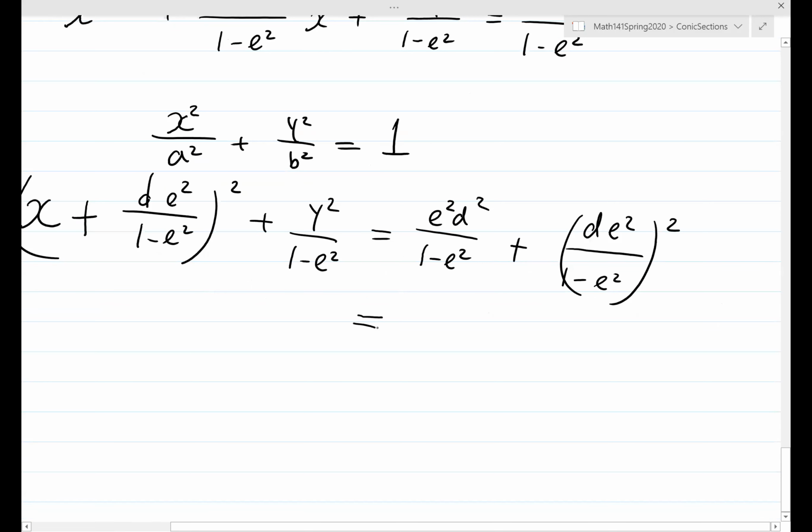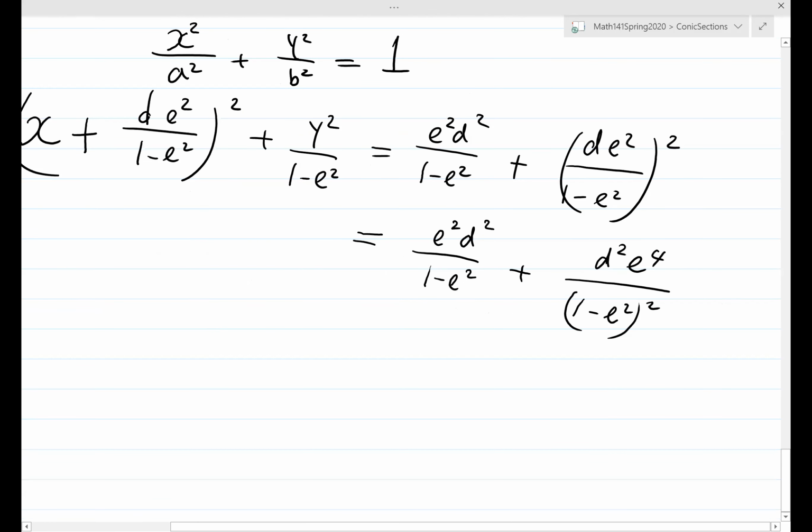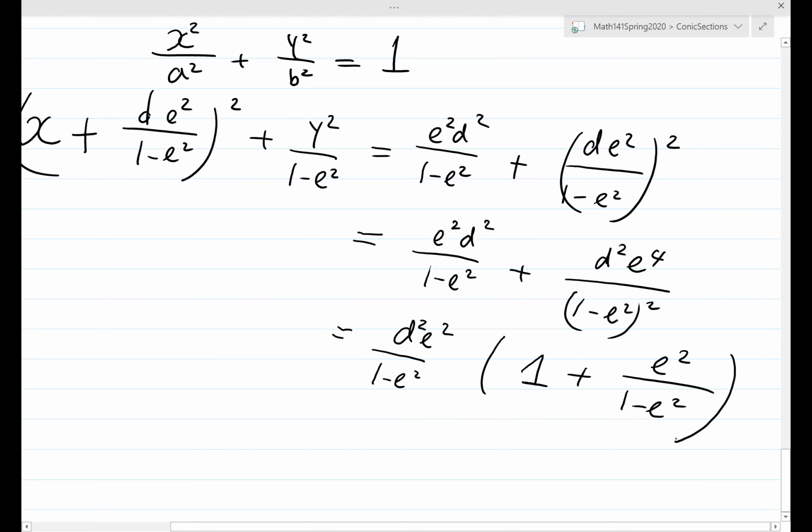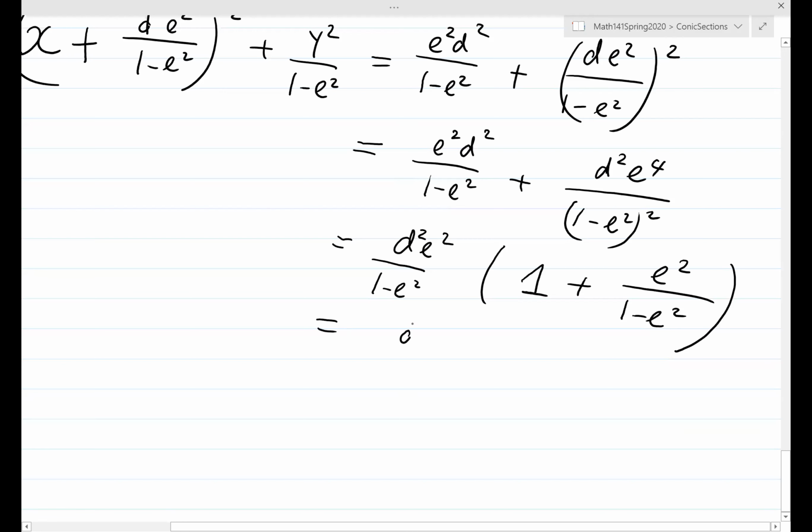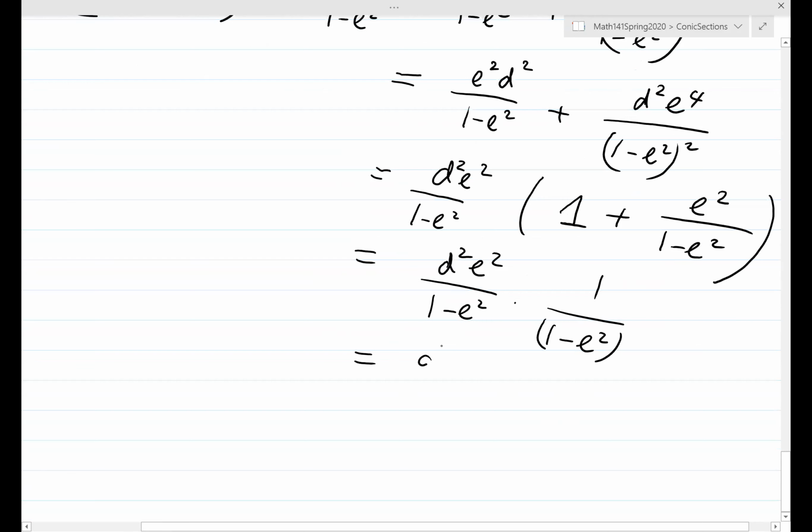If you take the right side, we get e squared d squared (y minus e squared) plus d squared e to the power 4 (y minus e squared) squared. So if you factor out the common factor, this is d squared e squared (y minus e squared), and then the remaining thing is 1 plus e squared over (y minus e squared). Now if you use a common denominator, it's d squared e squared, and this is exactly y minus e squared, so this will be d squared e squared over (y minus e squared) squared.